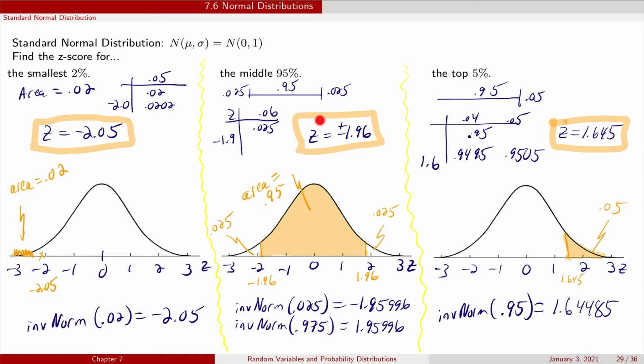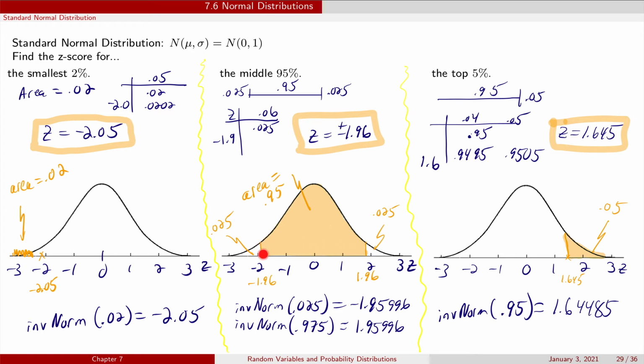If I want the middle 95%, I've got to do a little bit of thought ahead of time. The middle 95% means that there's 5% left over, 2.5% is down here, and 2.5% is up here. So the area I'm going to look for is 0.025, because I want to know what z-score starts the bottom 2.5%. So going to the middle of my z-table, looking for 0.025. My row is negative 1.9, my column is 0.06. The z value is negative 1.96.